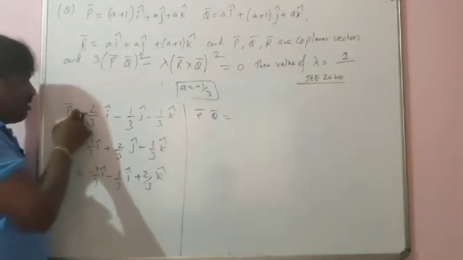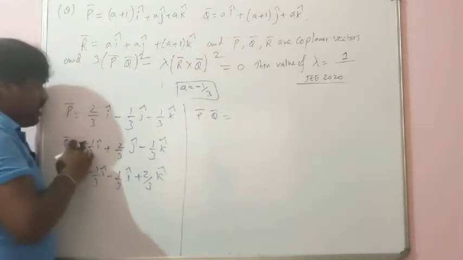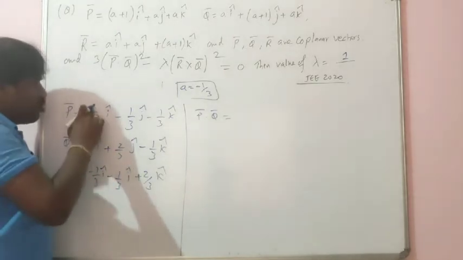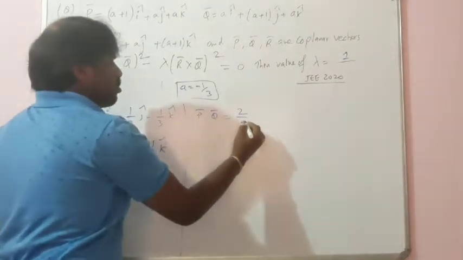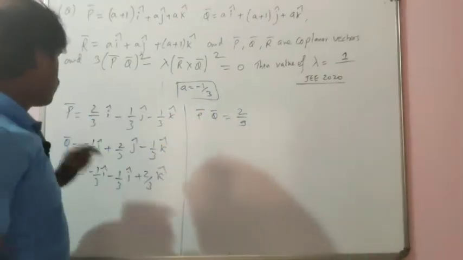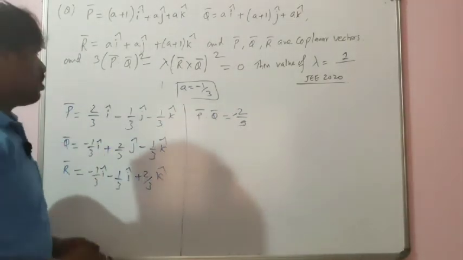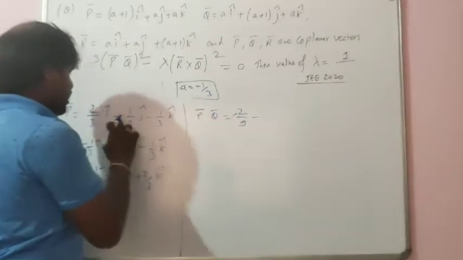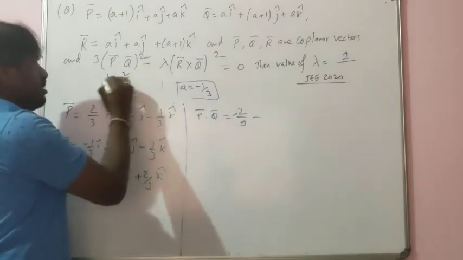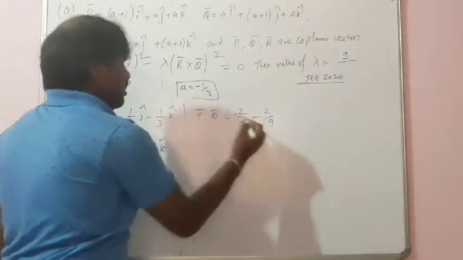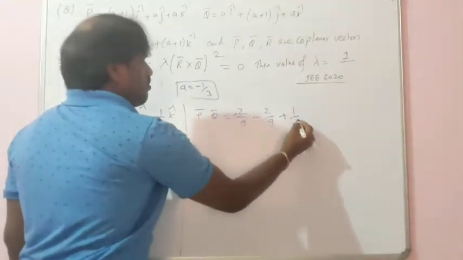P dot q means the dot product. So 2 by 3 into minus 1 by 3, plus into minus is minus, that is minus 2 by 9. Then minus 1 by 3 into 2 by 3, plus into minus is minus, again minus 2 by 9. And here minus into minus is plus, 1 by 3 into 1 by 3, that is 1 by 9.